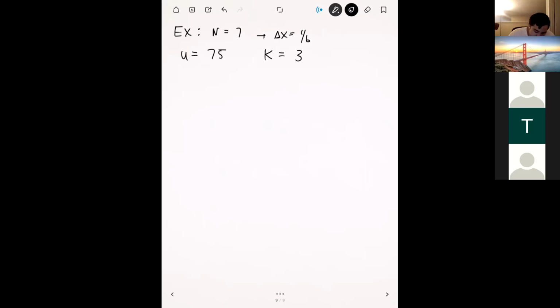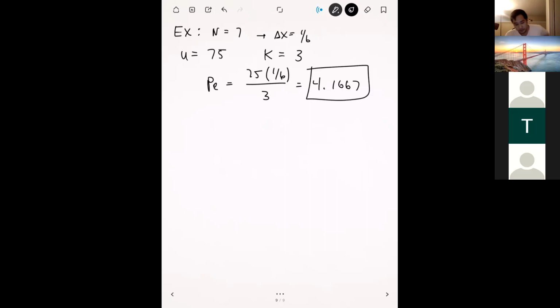Okay, and so with all this in mind, let's compute the Peclet number. The Peclet number is U, which is 75, times delta x, which is 1/6, divided by 3, which is our diffusion number. What you get from this is a Peclet number of 4.1667. And obviously here, because the Peclet number is greater than 2, this led to our unstable solution, right?